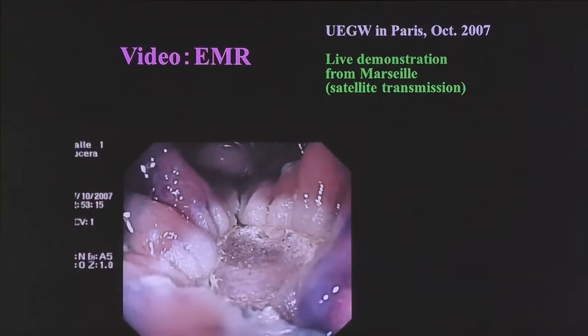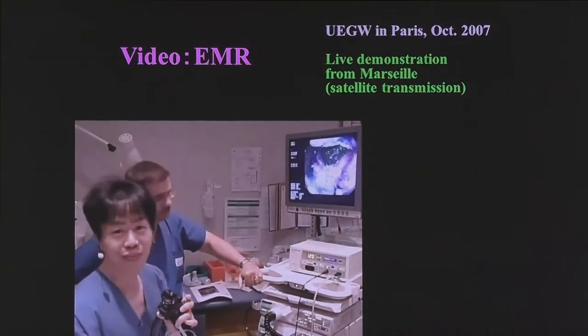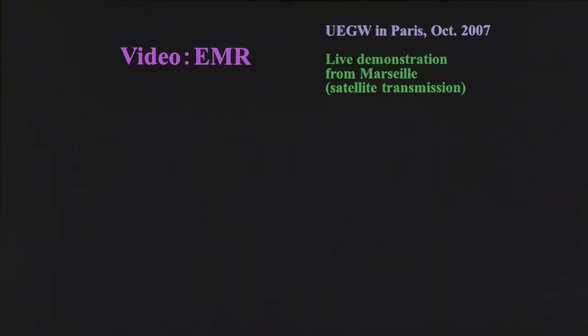So the injection and the lift of the lesion is very important for EMR technique.